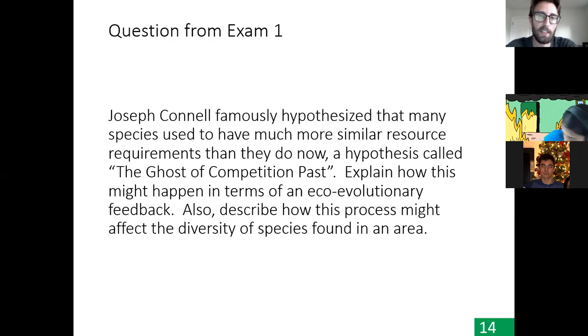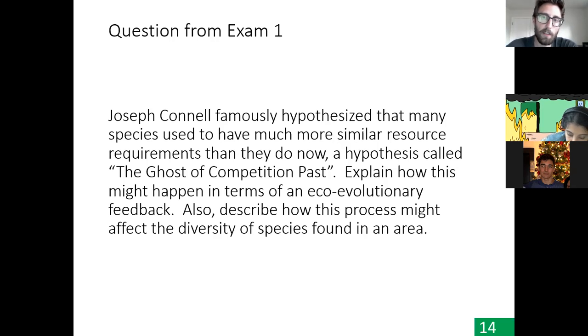The evolutionary hypothesis for why we see competition that's less strong than it used to be is that natural selection would favor any mutation that results in less resource overlap. In any situation where two species are competing with each other, anytime they evolve to be more specialized, to have slightly different resource requirements, then that's expected to be a favorable mutation and increase in frequency as a result of natural selection.